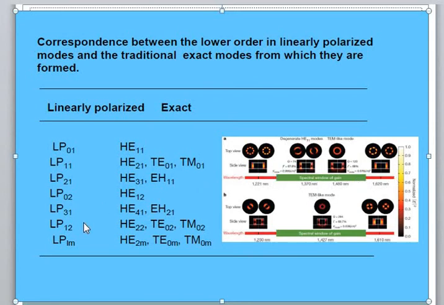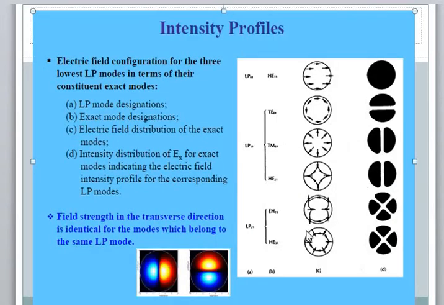So degenerated modes are basically HE(v+1,m) and EH(v-1,m), and another one is TE0m, TM0m, HE2m. All are degenerated modes. And then there is the derivation for the LP modes also. Here are shown the intensity profiles of the different modes.